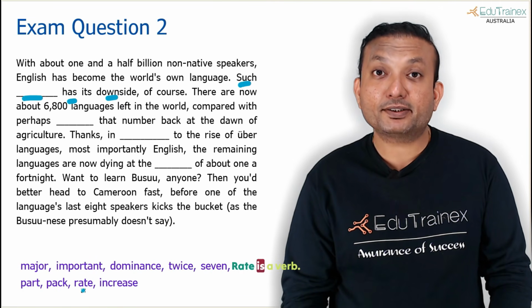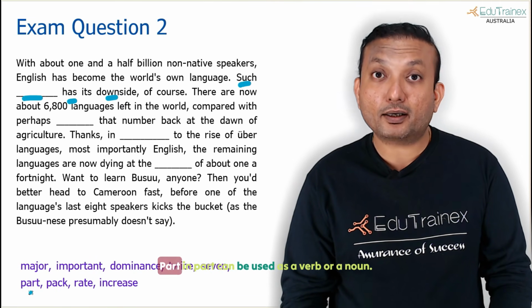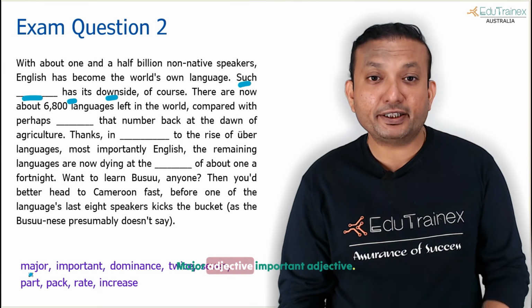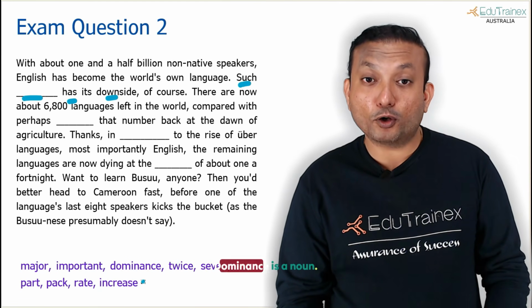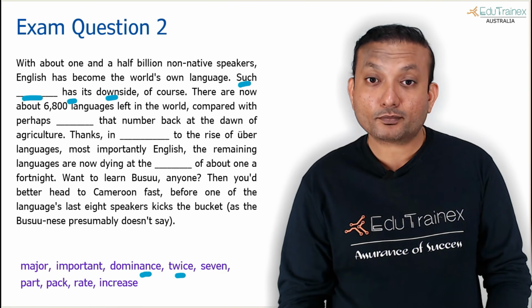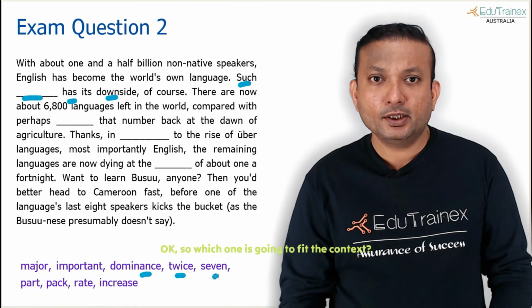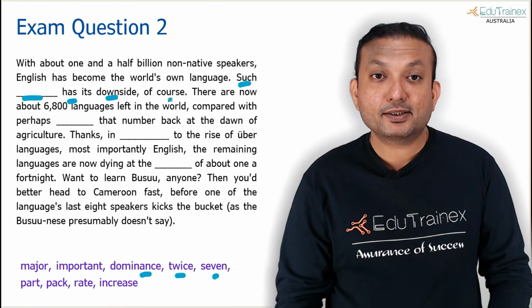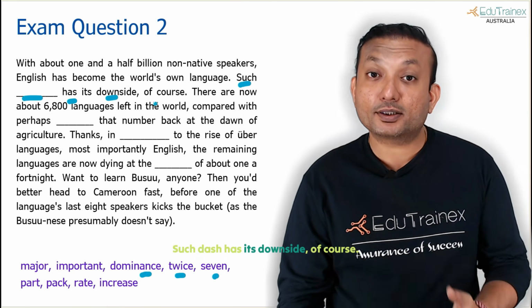Increase is a verb, rate is a verb, pack could be a noun, part in part can be used as a verb or a noun, major is an adjective, important is an adjective, dominance is a noun, twice can be used as a noun, 7 is a number. Okay, so which one is going to fit the context? That is also important. Such dash has its downside, of course.